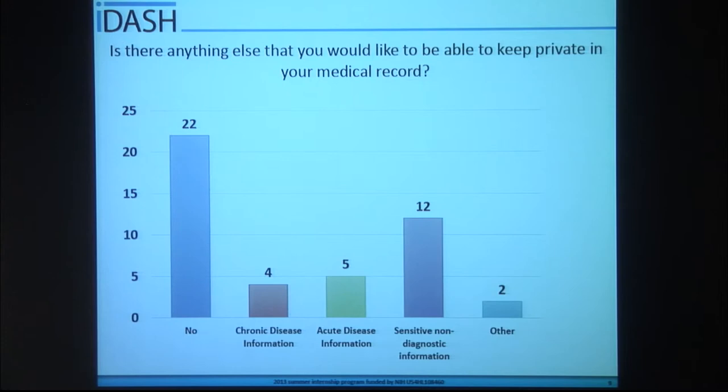And now I'll go over a few of our more interesting responses that we've received on some of the survey questions. In this first question, we asked participants if there was anything else that they would like to be able to keep private in their medical record, in addition to the choices that they were offered in the taxonomy. There were a fair number of participants that wanted sensitive non-diagnostic information as an option to keep private. So this would include stuff like medications or surgical history that relate to sensitive categories of information, which could be sexual health or mental health.